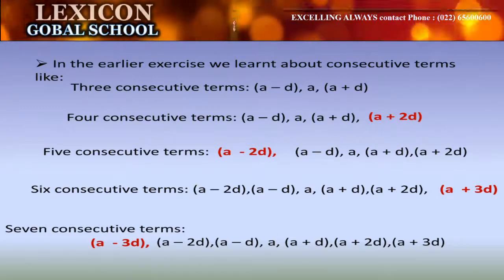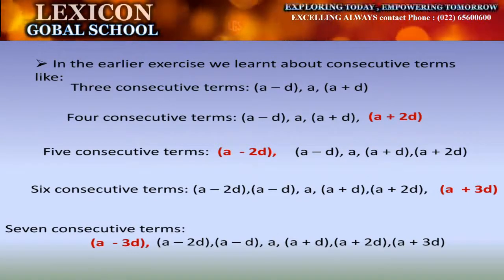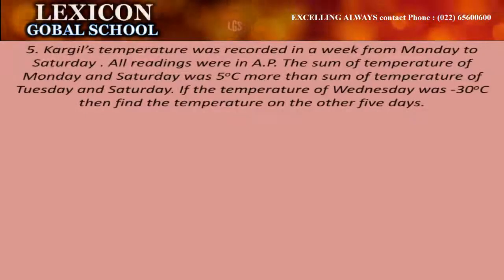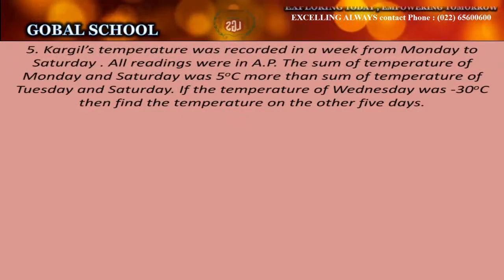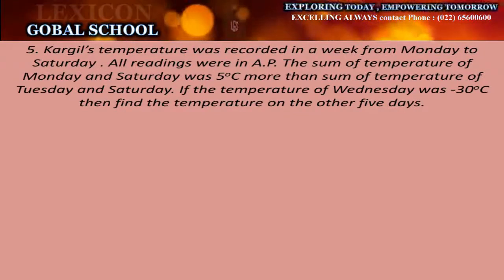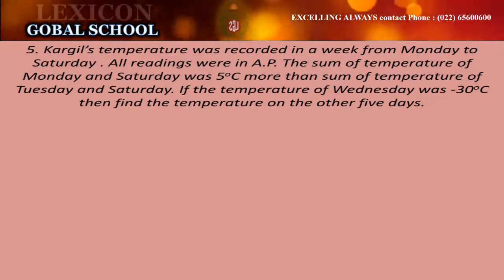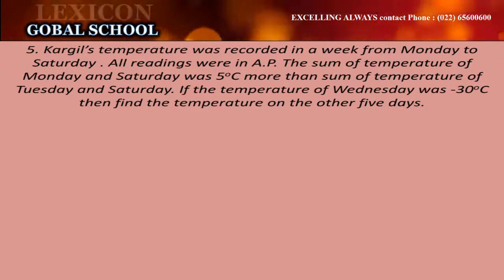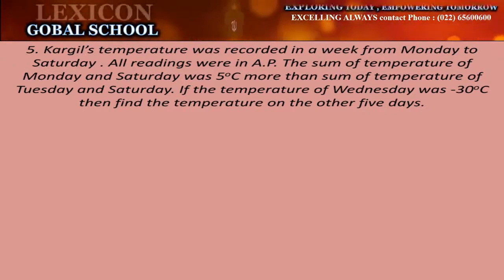Now, let us solve our sum number 5 of our exercise 3.4. Your question goes like this. Kargil's temperature was recorded in a week from Monday to Saturday. Monday to Saturday, that means it is in a sequence. So that means Monday, Tuesday, Wednesday, Thursday, Friday, Saturday. So they are consecutive terms.